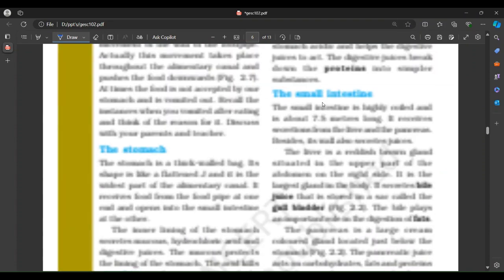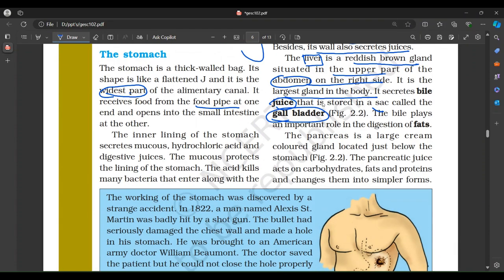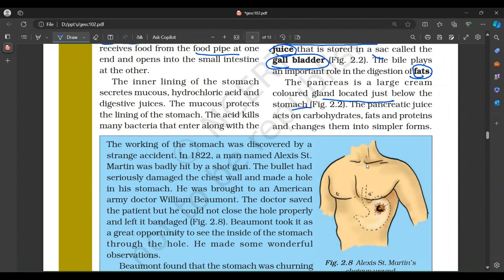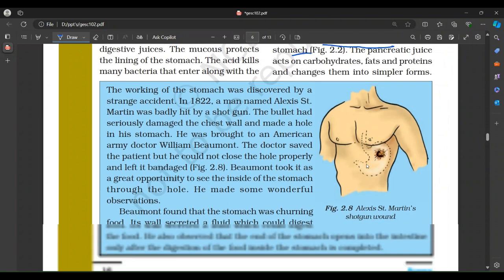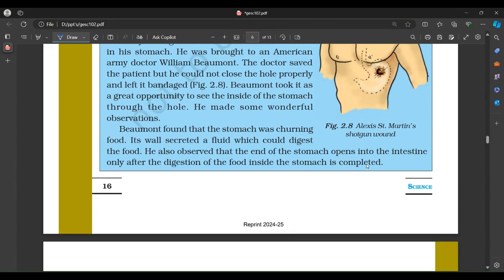Let's move ahead. So the bile plays an important role in the digestion of fats. That's why our liver should be healthy all the time. The pancreas is a large cream colored gland located just below the stomach. The pancreatic juices act on carbohydrates, fats, and proteins, and change them into simpler forms. That's why all the digestive juices are important.